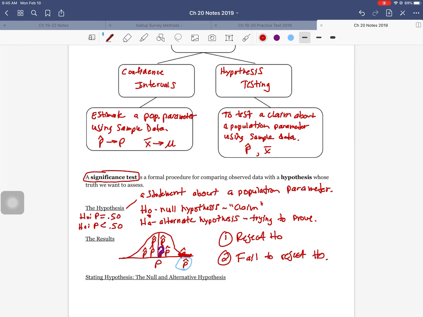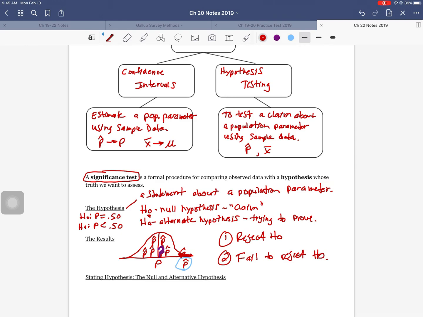Someone's going to make a claim, and then we are going to look at the evidence, and our evidence is going to be the sample proportion. And if that sample proportion is really far away from what we think it should have been, then we're going to say, you know what, I reject the null hypothesis, it's probably not true, and we're going to say something like, we have evidence that the real percentage would be, in this case, less than 50%.